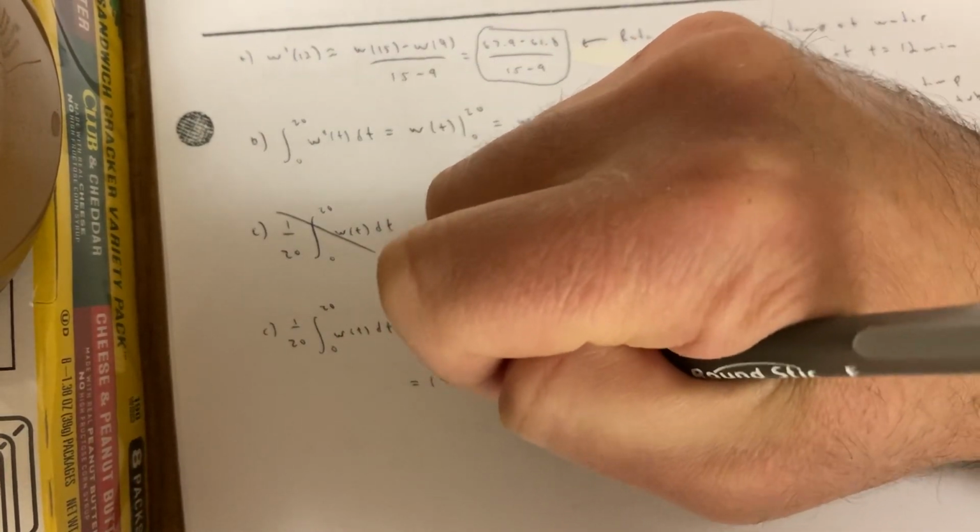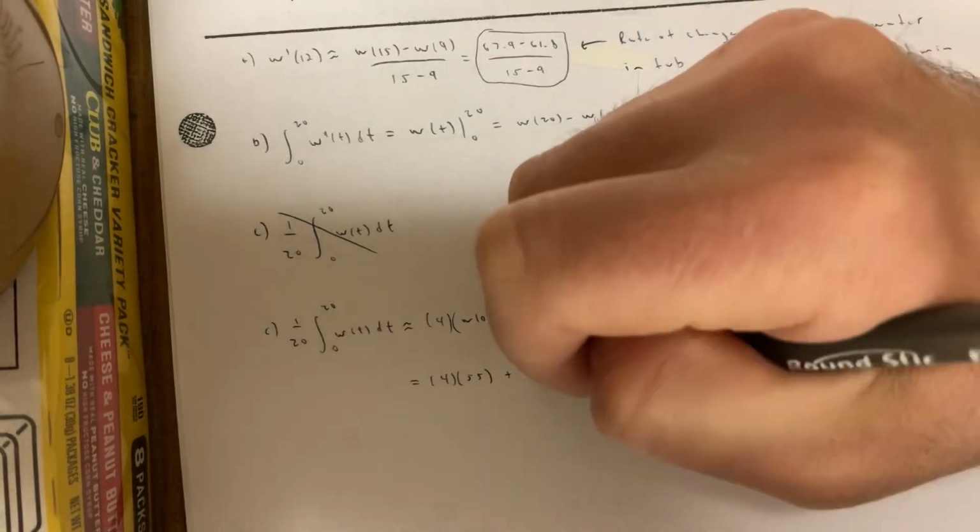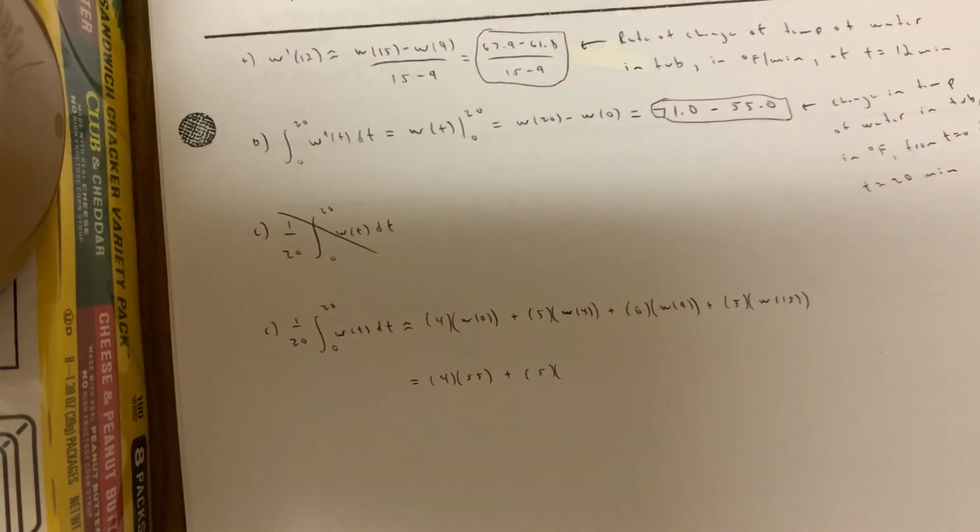W of 0 is 55. Speed limit that I can't drive. Just kidding, it's a song.